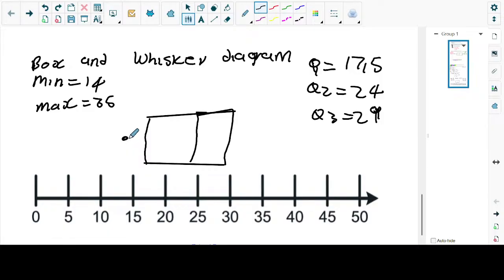This is the whisker. And then we have 35. This one is straightforward, it's on the 35, not in between something. Here's our 35. And then we can connect our whiskers.